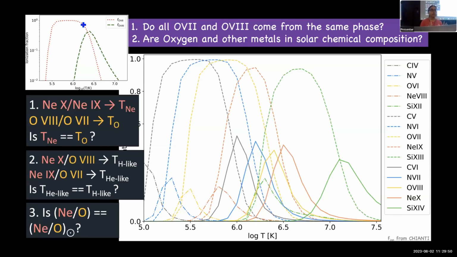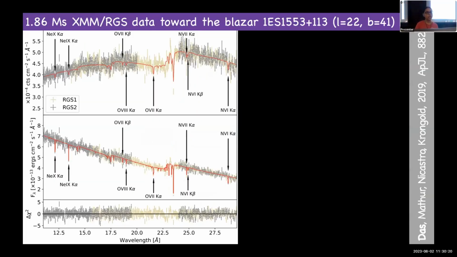Now, while the principle looks very straightforward, there are several challenges, but one of the main ones is that all of these metals are less abundant than oxygen. In fact, that was the reason oxygen was used as the main tracer. So you need a really high signal-to-noise spectrum to analyze all of these metals together. And also, since these are very faint lines, it is challenging to model both a global as well as a local continuum. So we start with a 1.8 megasecond spectrum toward the blazar 1ES 1553.